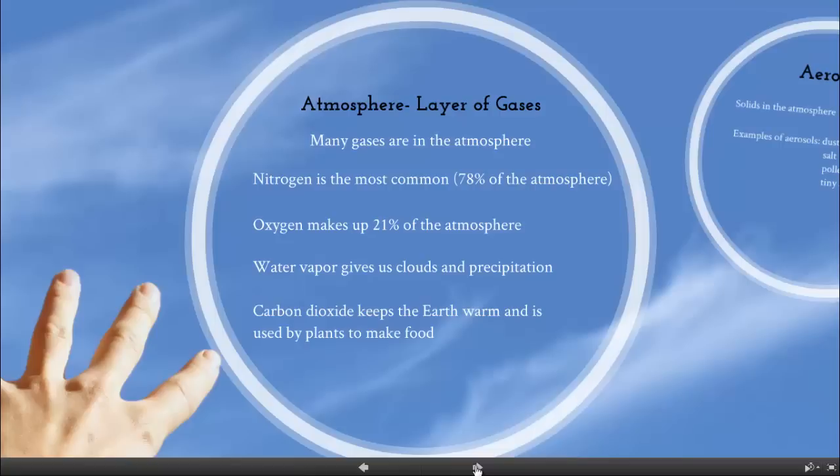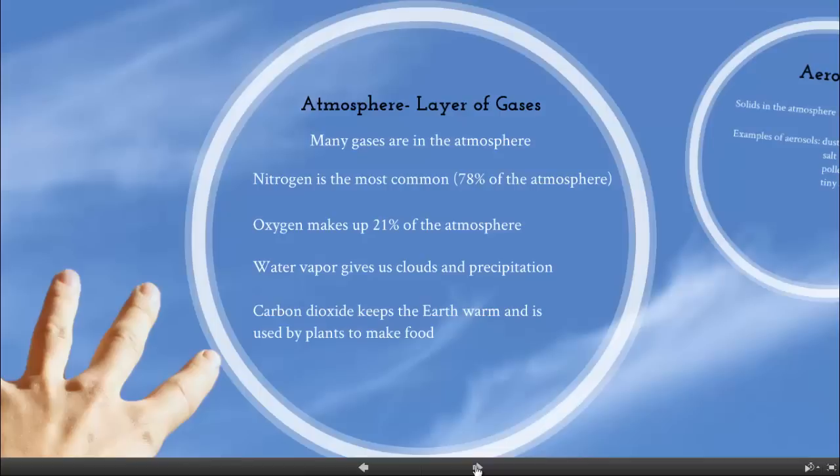And then we also have carbon dioxide in the atmosphere as another one of the gases that allows us to keep warm. Okay, it kind of acts as a blanket that traps the sun's heat after it enters our atmosphere. It kind of keeps it close to the earth and keeps it from escaping out into outer space. And carbon dioxide is also used by plants to make food.